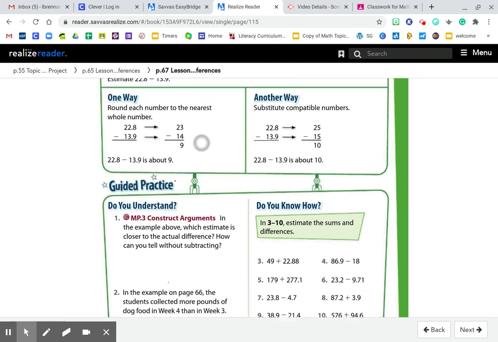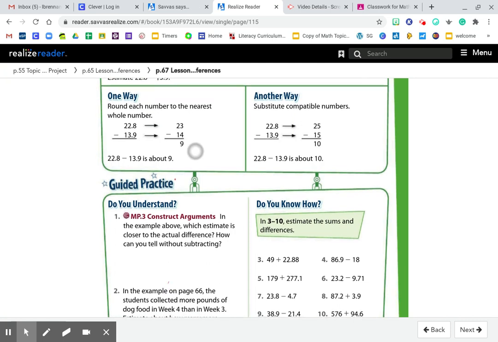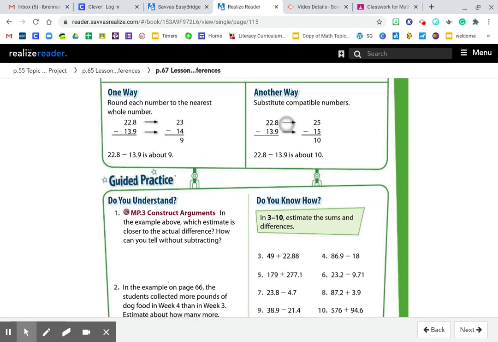I would say this is probably closer to the actual distance, the first one way, because you didn't change the numbers that dramatically. The numbers are closer to the original numbers. And the compatible numbers, you overestimated or rounded here, and you over rounded here. So I would say this one's closer.